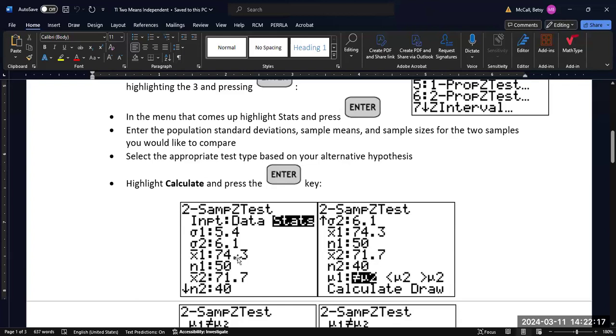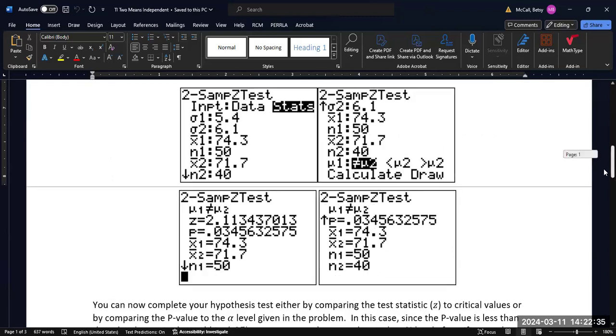And then we'll enter the mean of our first group, which was 74.3. And we had a sample size of 50. The mean of our second group was 71.7. And the sample size for that was 40. And then you'll have to keep scrolling down a little bit to get the last couple of lines. We're going to specify our hypothesis test.